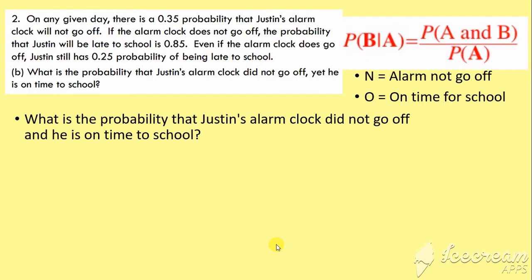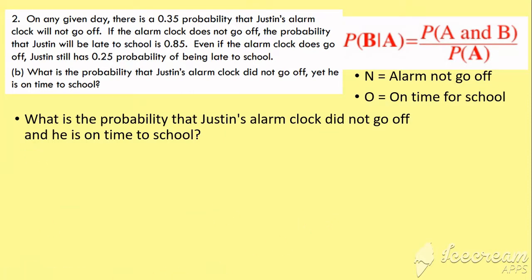On a given day, there's a 0.3 probability that Justin's alarm clock will go off. If the alarm clock does not go off, the probability that he will be late to school is 0.85. Even if the alarm clock does go off, Justin still has a 0.25 probability of being late to school. What is the probability that Justin's alarm clock did not go off, yet he is on time for school?